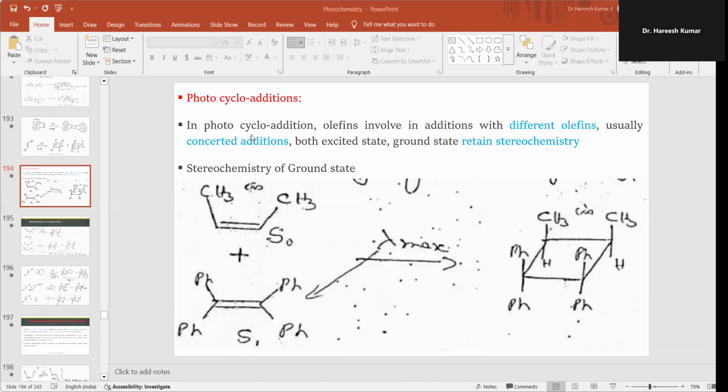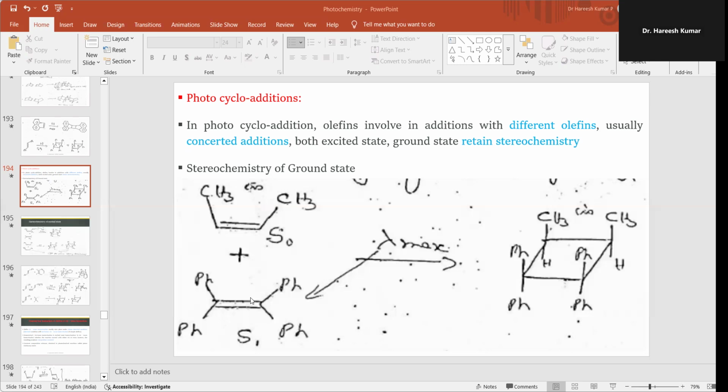Photocycloadditions. In photocycloadditions, olefins add to other olefins, usually in concerted additions. Both the excited state and the ground state retain stereochemistry. Here, this is the excited state olefin, and this one is the ground state olefin. The ground state olefin is cis. That means in the product, the cis configuration of the ground state reactant is retained. In the product, the stereochemistry of the excited state reactant is also retained.